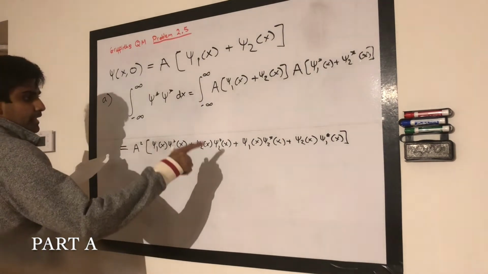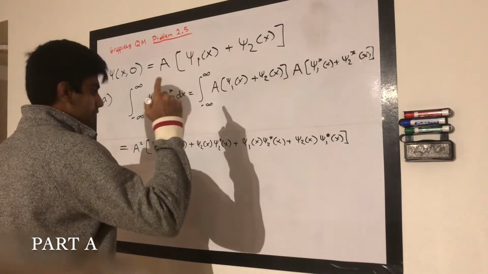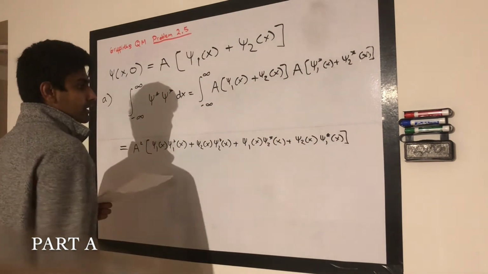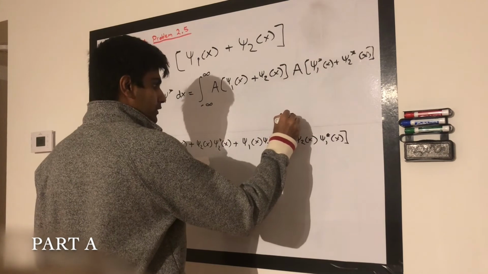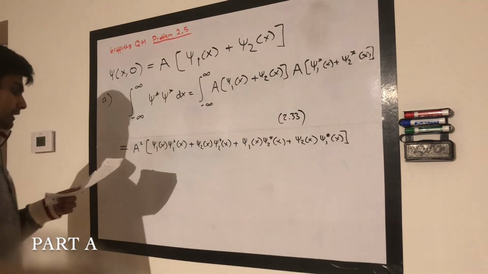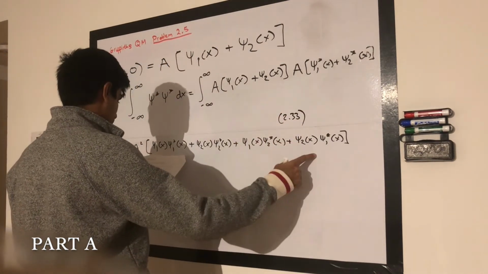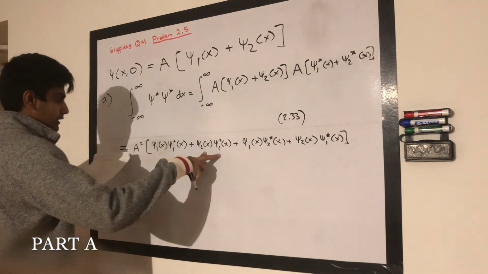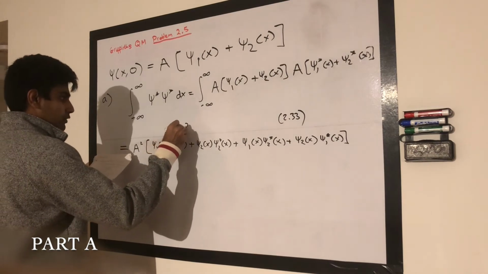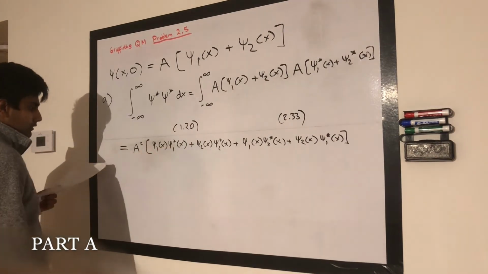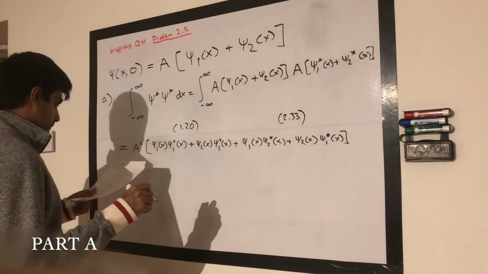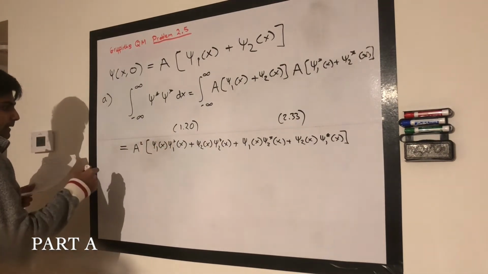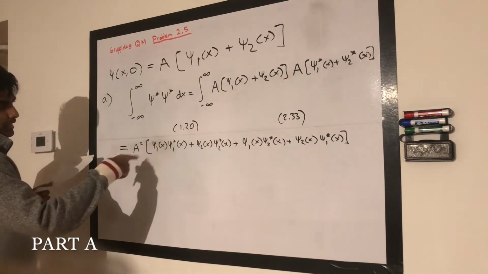So now what we're going to do is use the orthonormality to make sure that these terms go to 0. This is from equation 2.33 in your book. And we can just get rid of these terms. And then we collect these two terms using equation 1.20 to write them out as the conjugate norms. Now, what we do is we set this entire thing equal to 1, and then we can solve for A because we have all the other terms.